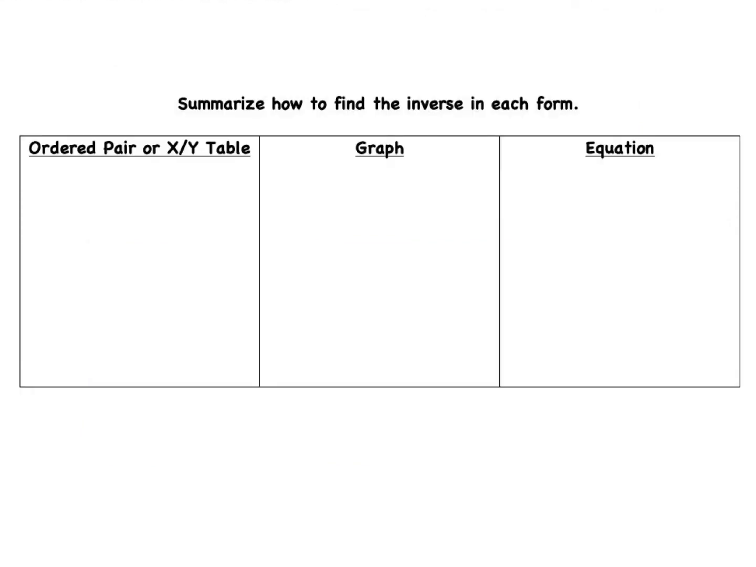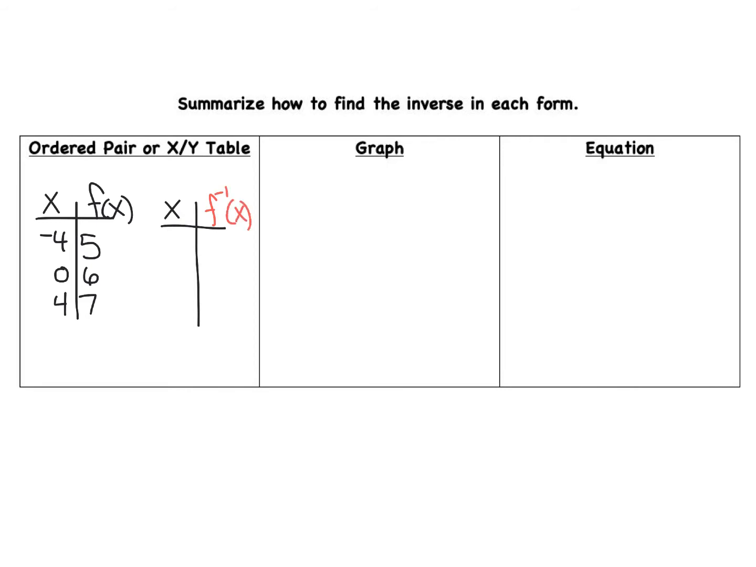So let's look at what happens when we have ordered pairs, possibly in an XY format. So if I have f of x and the ordered pairs are (-4, 5), (0, 6), and (4, 7), the inverse, which I write as f inverse of x, will just cause your x and y coordinates to switch. So the domain values on f of x become the range values, and the range become the new domain.